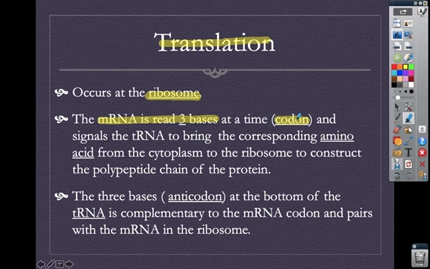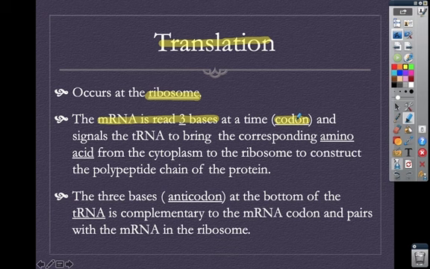Okay, so remember, the ribosomal RNA reads it 3 bases at a time. Those 3 bases on the mRNA are called codons. So that's the first thing that's happening in translation. The messenger RNA is read 3 bases at a time. Those 3 bases are called codons.